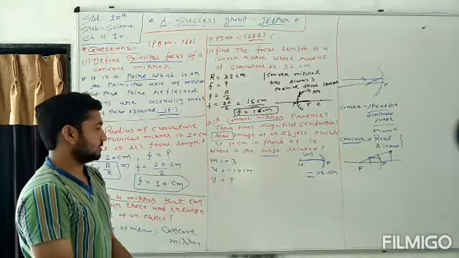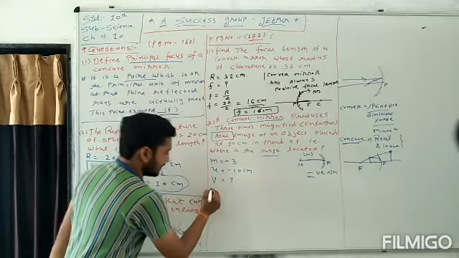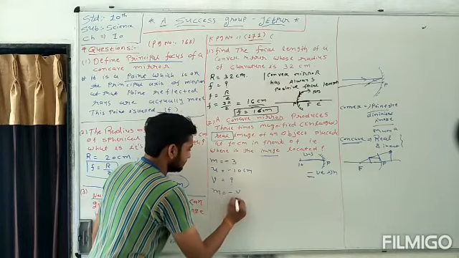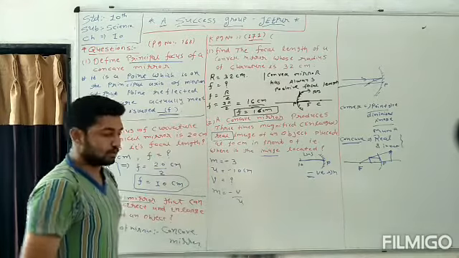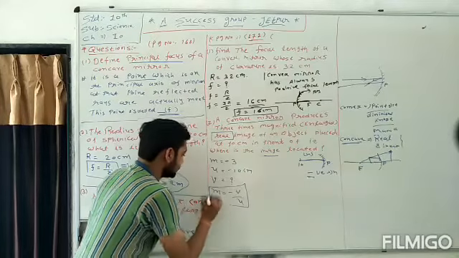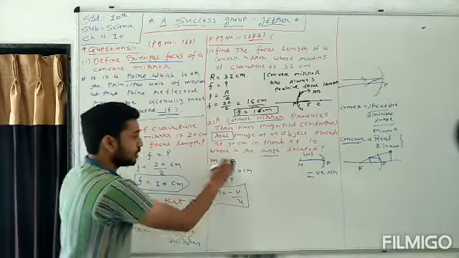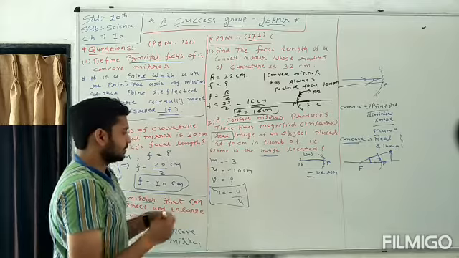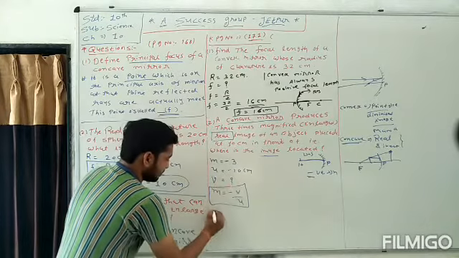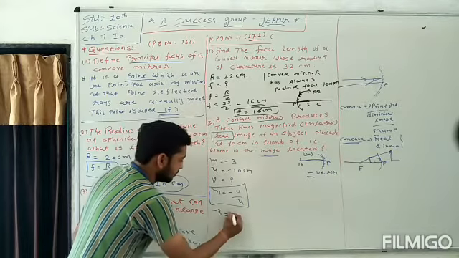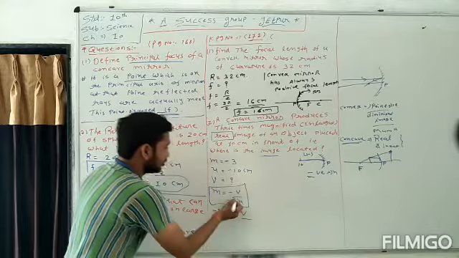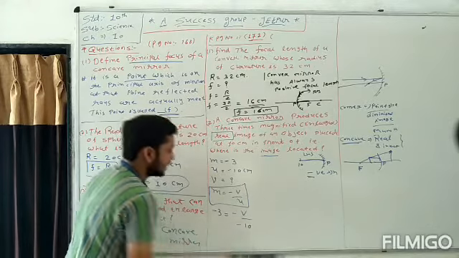Now we have the relation M is equal to minus V by U. By using this equation, we put in all these values. So what happened? M is equal to minus 3, which is equal to minus V, where this value is unknown, divided by U. U is minus 10.